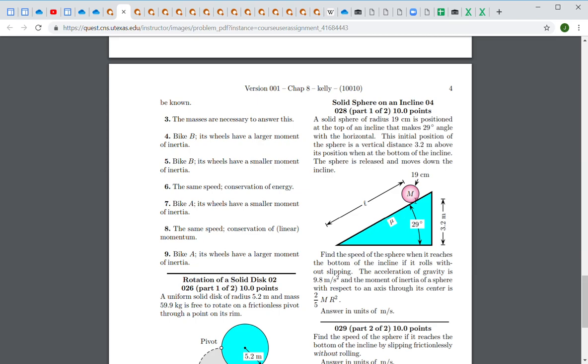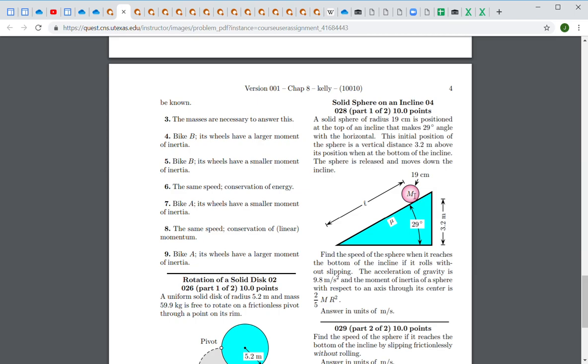Okay, they give us the moment of inertia of the sphere about the center is 2/5 mr squared. Find the speed of the sphere when it reaches the bottom of the incline. So in this case, there's some rotational kinetic energy and some translational kinetic energy. So we're going to, again, take our system to be the sphere plus the Earth.